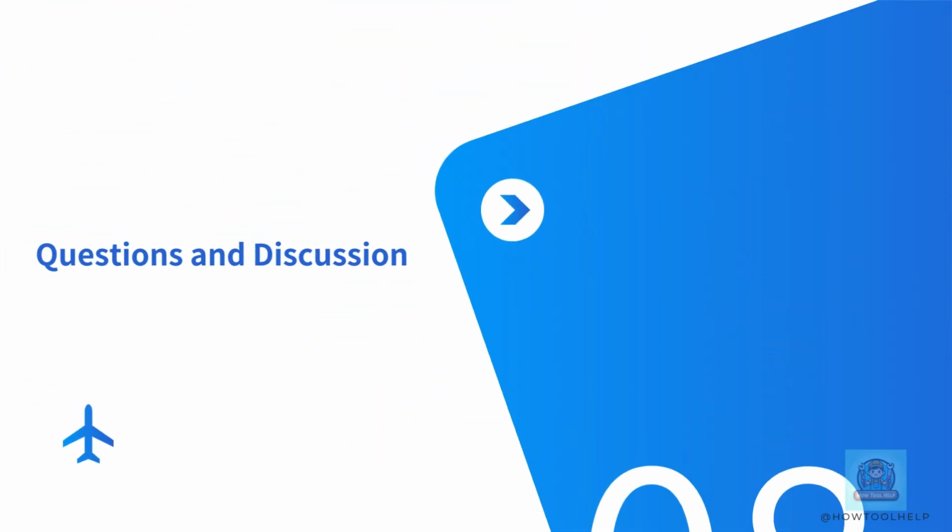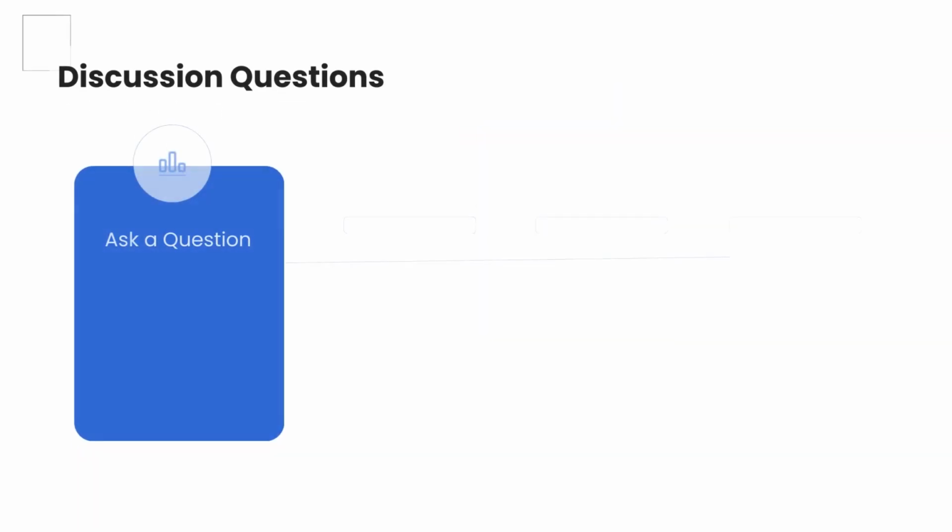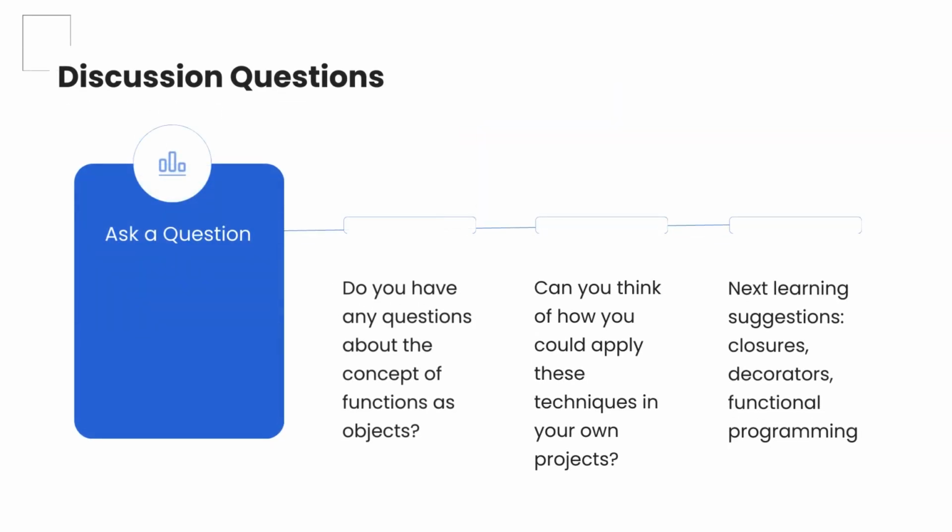Reflection and next steps. Before we wrap up, here are some points for you to think about. 1. Do you have any questions about the concept of functions as objects? 2. Can you think of ways to apply these techniques in your own projects? If you're interested, we can delve deeper into related topics like closures, decorators, and functional programming in future discussions.